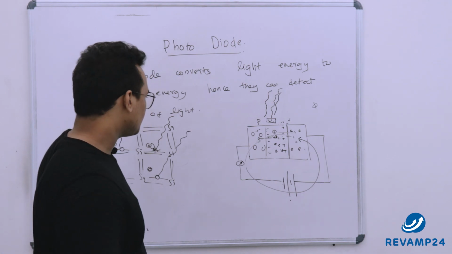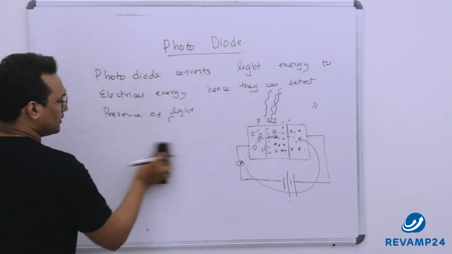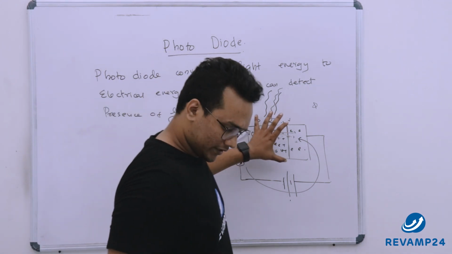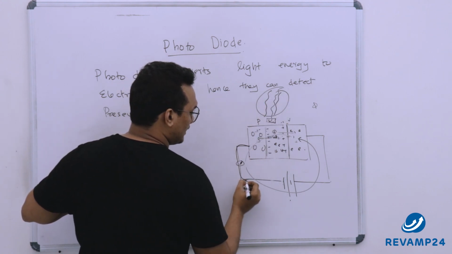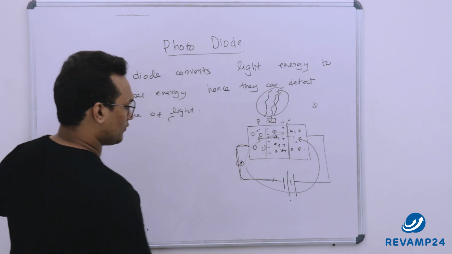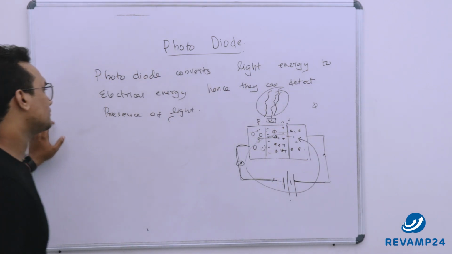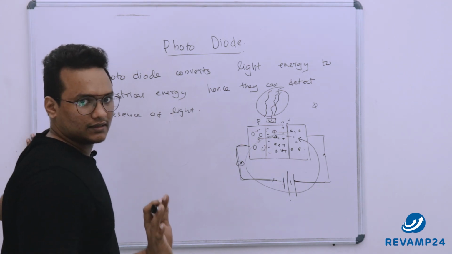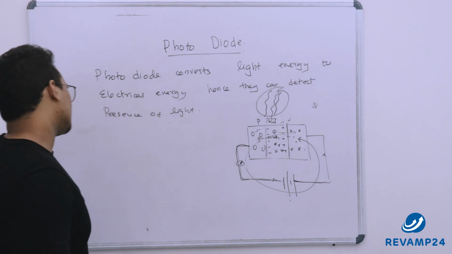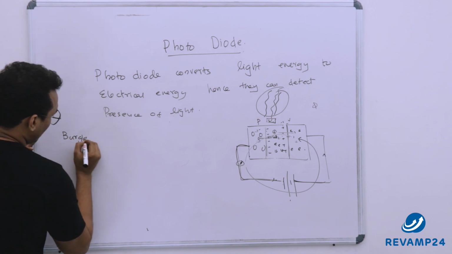Okay, now what is the application of this? We have learned that this photodiode is able to convert light energy into electrical energy. So current would be in this direction, from positive to negative. One application I have told, in cinematography it would be used. Next application, burglar alarm.